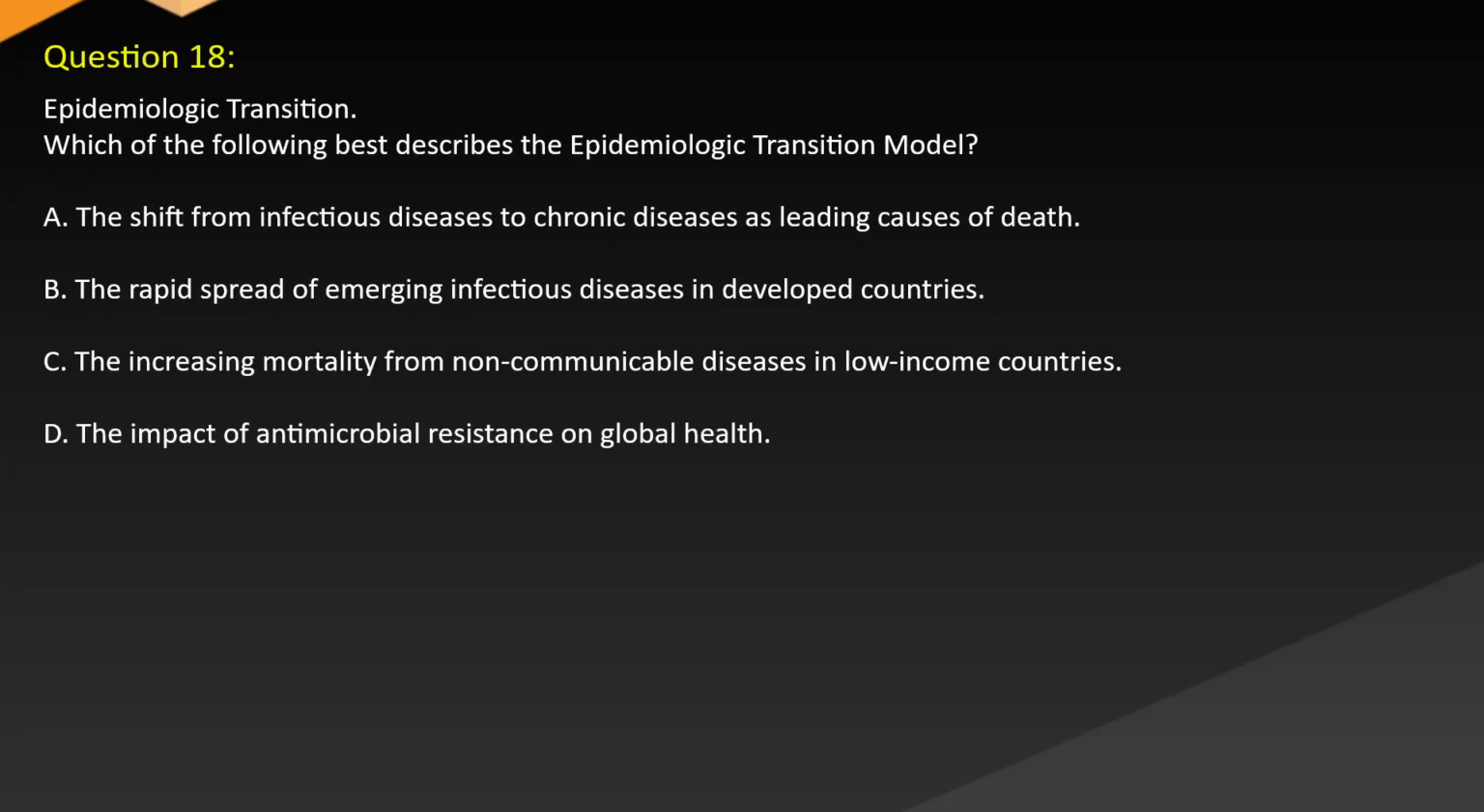Question 18. Epidemiologic transition. Which of the following best describes the epidemiologic transition model? A. The shift from infectious diseases to chronic diseases as leading causes of death. B. The rapid spread of emerging infectious diseases in developed countries. C. The increasing mortality from non-communicable diseases in low-income countries. D. The impact of antimicrobial resistance on global health.